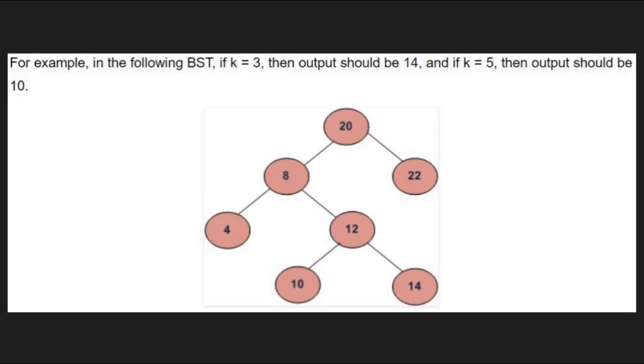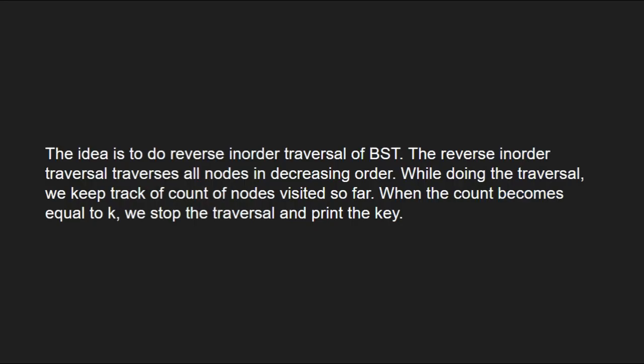Now, let us see the approach. The idea is to do reverse in-order traversal of binary search tree. The reverse in-order traversal traverses all nodes in decreasing order. While doing the traversal, we keep track of count of nodes visited so far. When the count becomes equal to k, we stop the traversal and print the key.